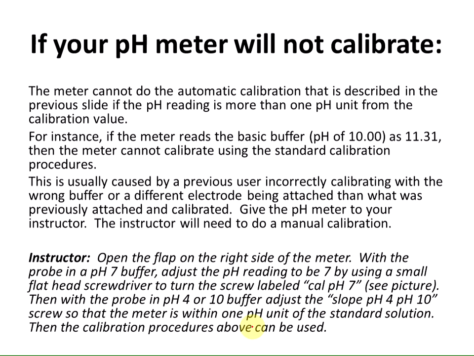This is typically caused either by a previous user incorrectly calibrating with a wrong buffer, or by a different electrode being attached than what was previously attached and calibrated. So you'll have to give the pH meter to your instructor, and the instructor will need to do a manual calibration. This involves opening up the side flap and adjusting the slope with a small screwdriver.